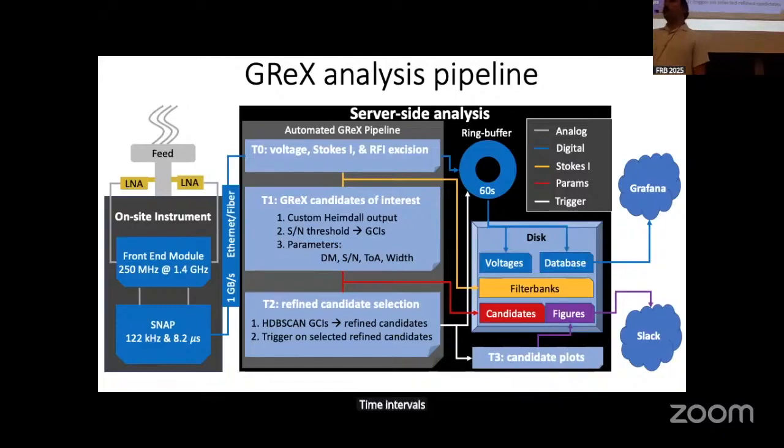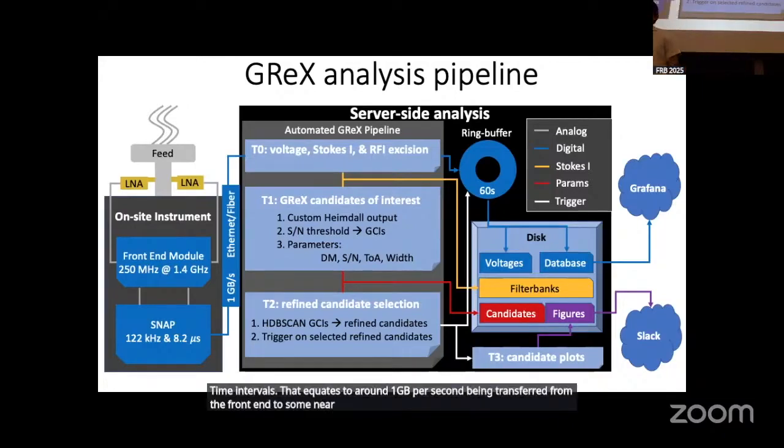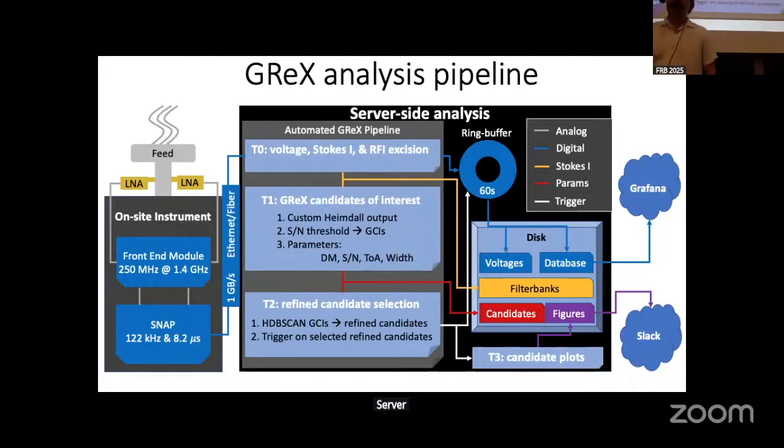That equates to around 1 gigabyte per second being transferred from the front end to some nearby server over either Ethernet or fiber, depending on how far you need to transfer it.